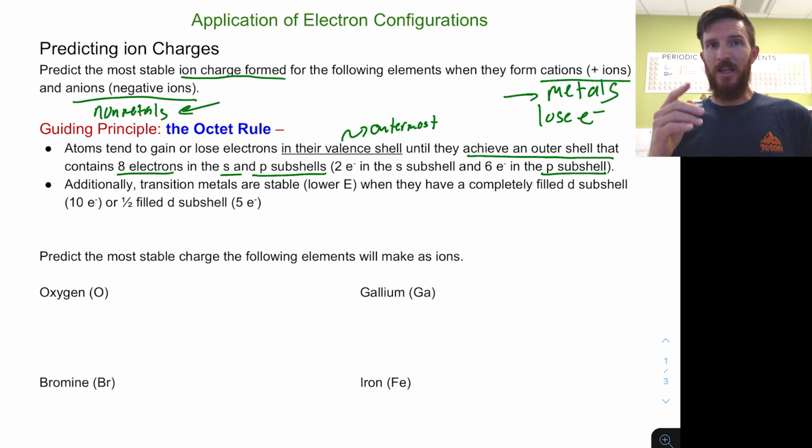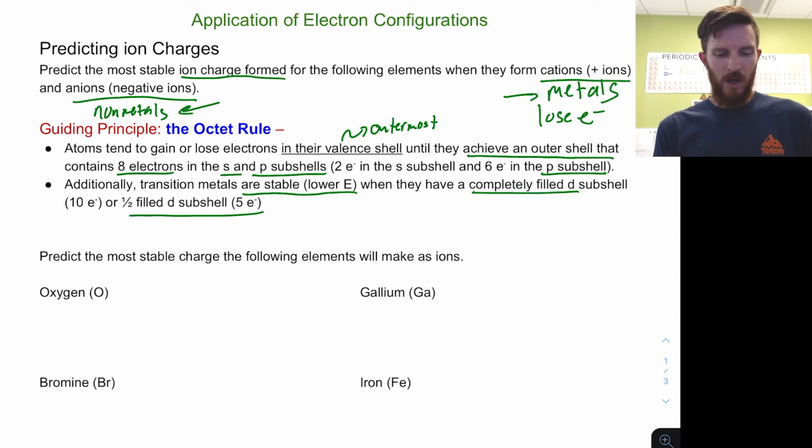In addition to that, we will also see that transition metals tend to be stable, or have a lower energy, when they have a completely filled or partially filled d subshell. And we'll see that this may contribute to the types of charges that they make when they make ions.